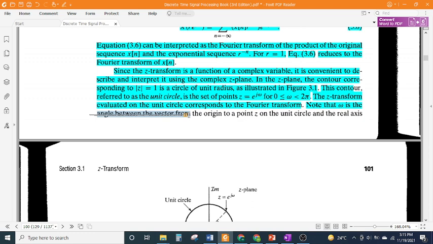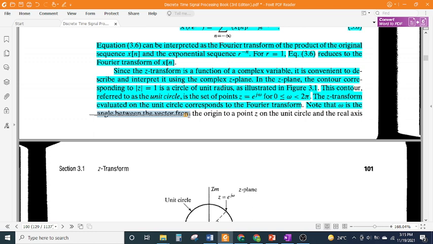In Chapter 2, the Fourier transform was displayed on a linear frequency axis. Interpreting the Fourier transform as the Z-transform on the unit circle in the z-plane corresponds conceptually to wrapping the linear frequency axis around the unit circle with ω = 0 at z = 1 and ω = π at z = -1.